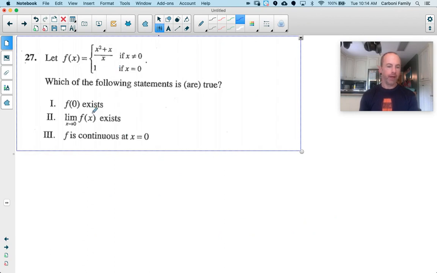All right, number 27, same type question. We have a piecewise function in which the following are true. Does f of 0 exist? Does the limit exist? And is f continuous? And the answer to part 3 will be determined by our answers to options 1 and 2.